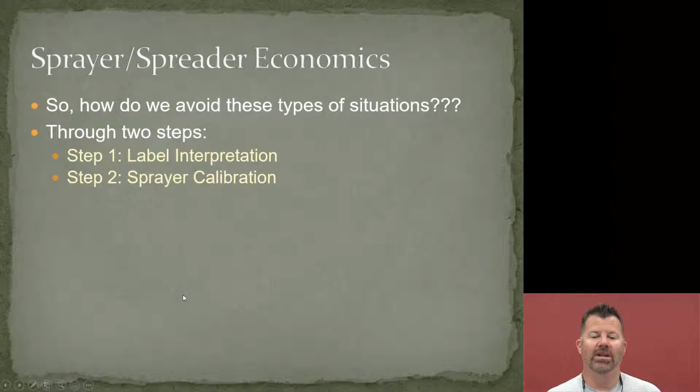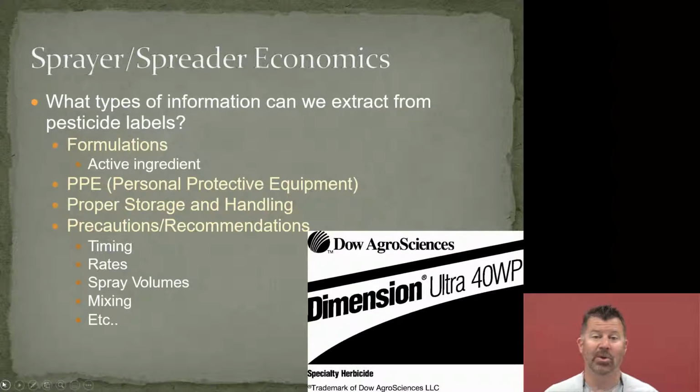So how do we avoid these types of situations? Label interpretation and sprayer calibration. The main two reasons, guys, and we have reinforced that in this course. Read the label. Label is the law, and you need to be able to calibrate your equipment. Take the time to do it.